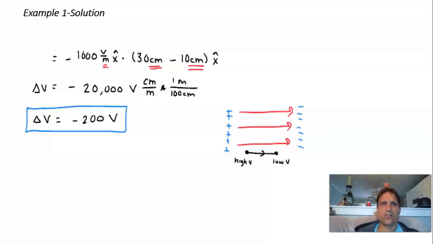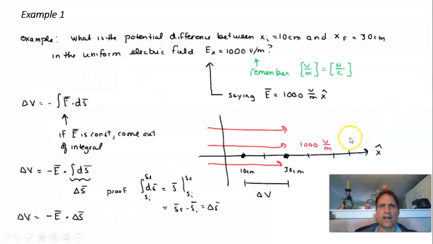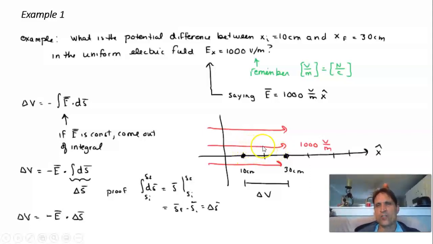Okay, so let's double check and make sure our negative sign is right, that we didn't mess up a sign. So go back here. Well, we're going in the direction of the electric field, from 10 to 30, and the potential always decreases along the direction of the field, so the difference should be negative, right? Yeah.